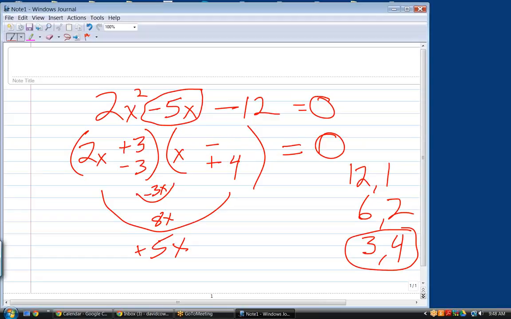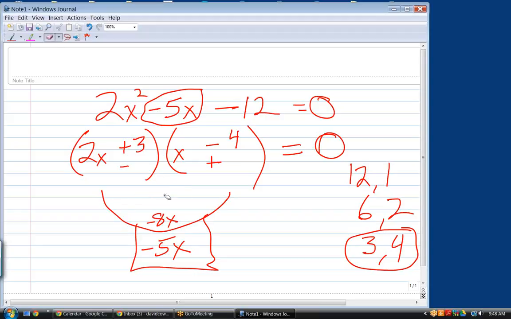Notice that if I do that, now do the double smiley face, and you get plus 3x minus 8x. Add those together, you get minus 5x. And it always works that way. In other words, if you come across a set of factors that produce the correct number but the wrong sign, just move them to the other sign.